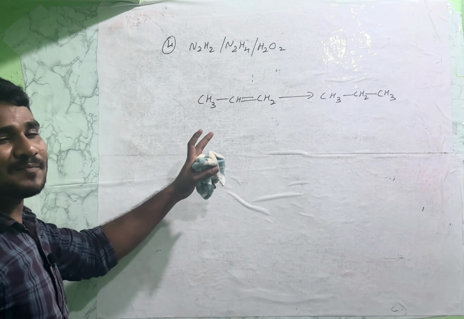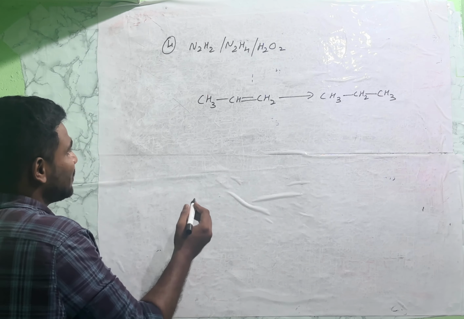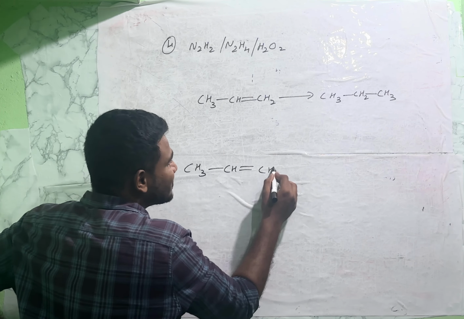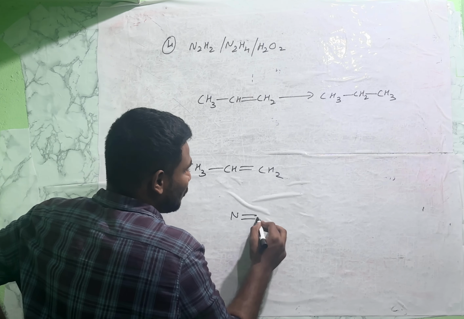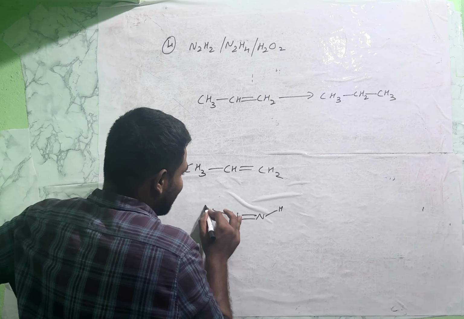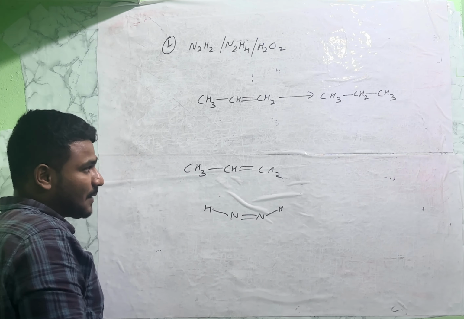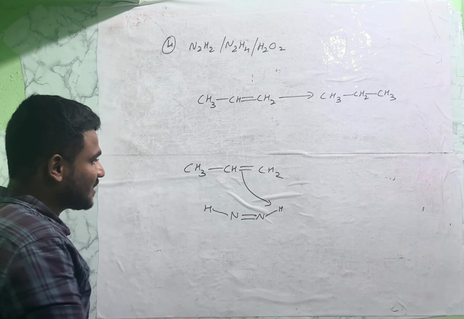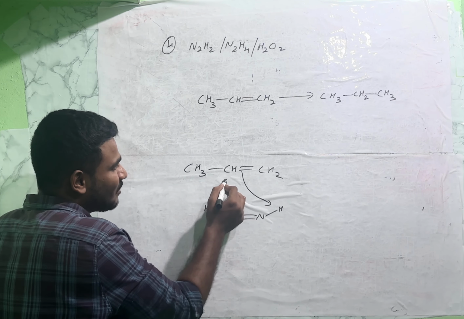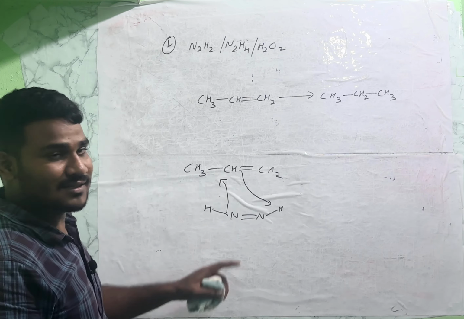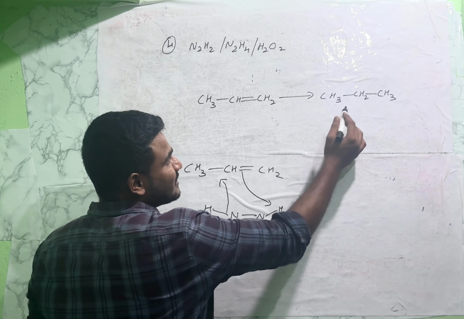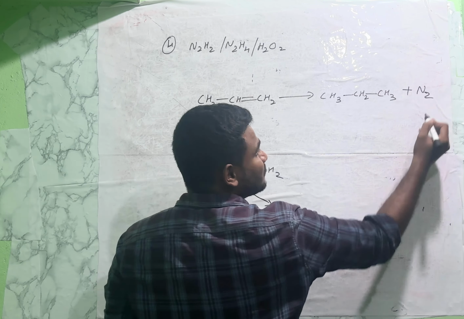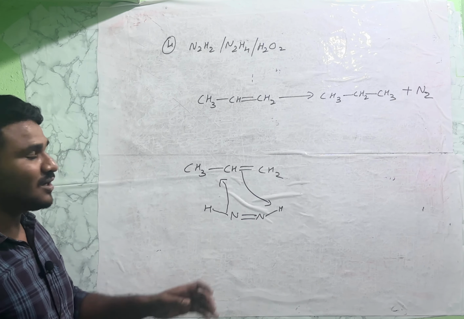Okay, this mechanism is very simple. For example, you just see here CH3, CH double bond, CH2, N2H2. Okay, N2H2. What happens here? This double bond will abstract this H plus and this H minus will go and attack on this CH, and the product is CH3, CH2, CH3 plus N2. Okay, this mechanism is very simple, you understand, right?